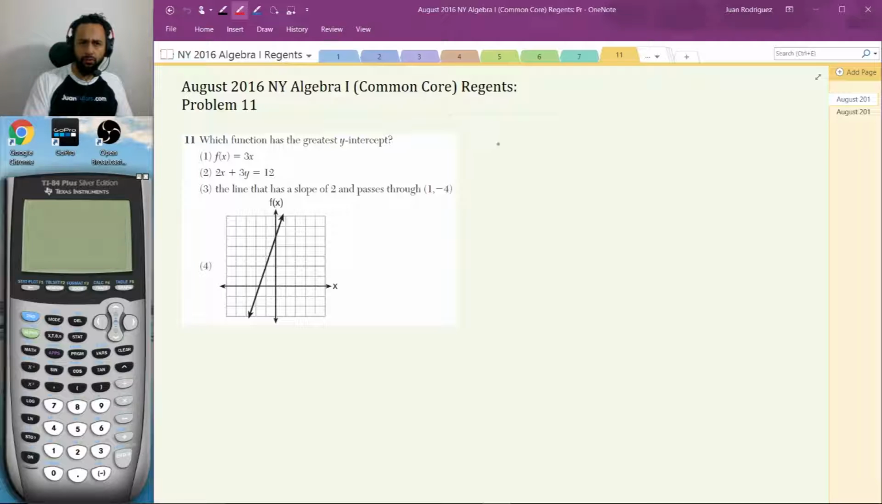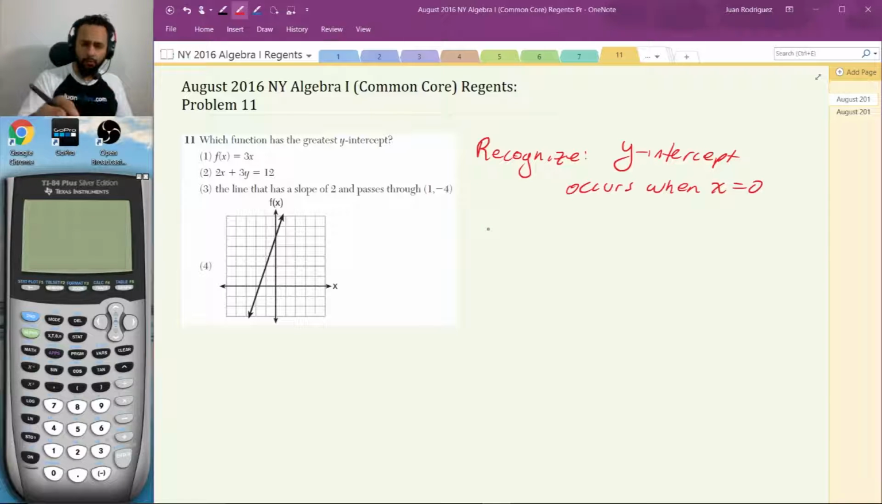So what we can do is recognize the y-intercept occurs when x equals 0. In fact, for all of these problems, there are multiple ways of doing this problem. I know you may have found another way. So I'm going to do it this way just to have a second way, and then I'll do the more standard way. So f of 0 is equal to 3 times 0, which equals 0. So the y-intercept is 0 here.